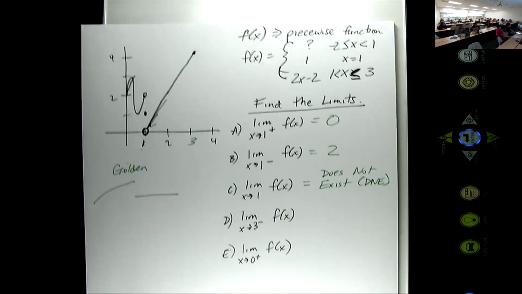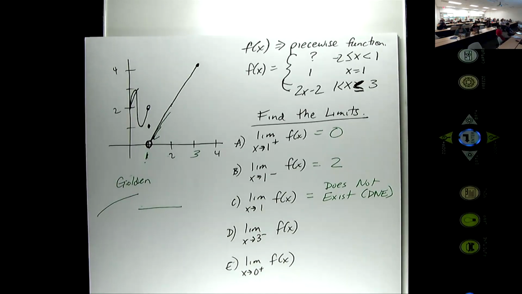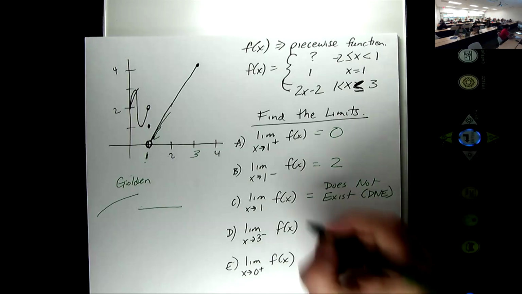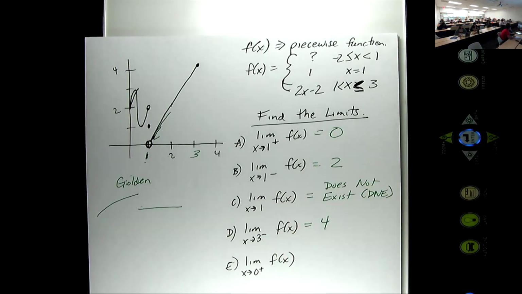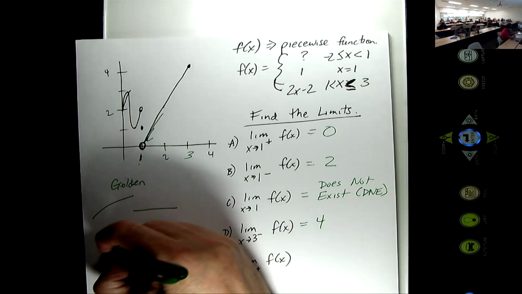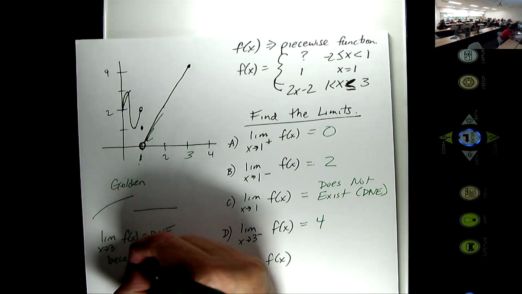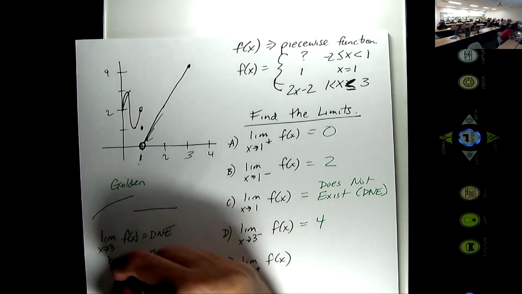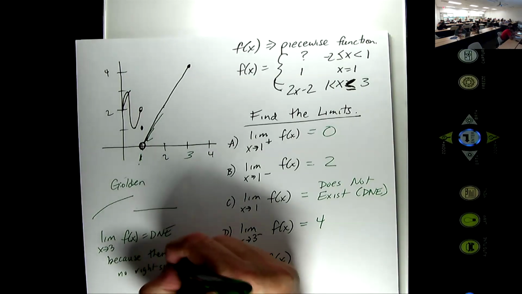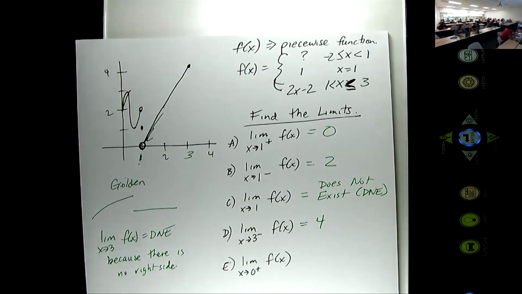Alright, what about as x approaches 3 from the left? Looks like 4, right? Does the limit as x approaches 3 exist? No. Because there is no function on the right side of it. So we're gonna say the limit as x approaches 3 doesn't exist, because there is no right side. I deliberately put a point there and I didn't have a line going on, right?